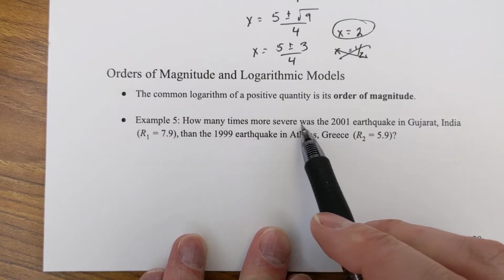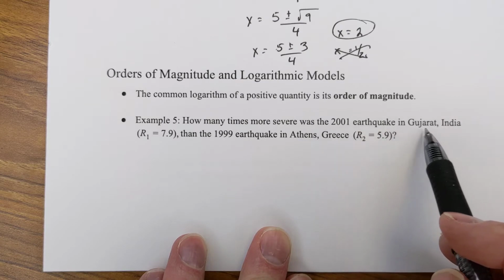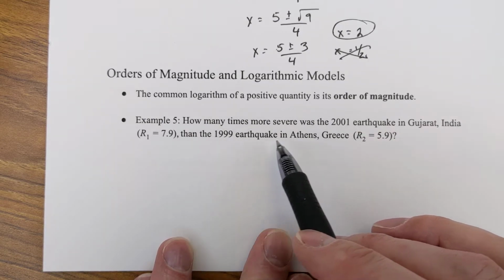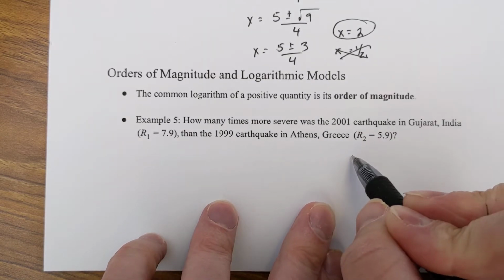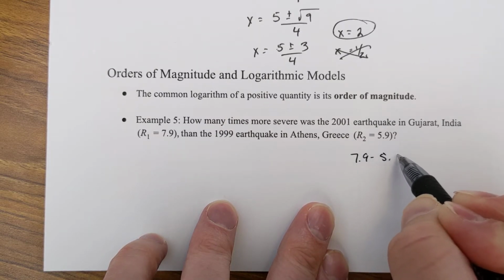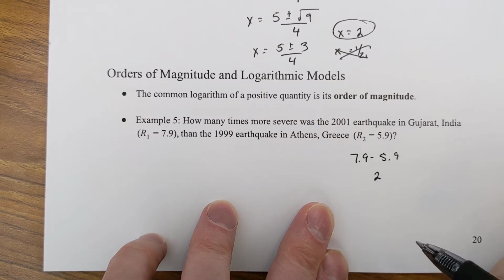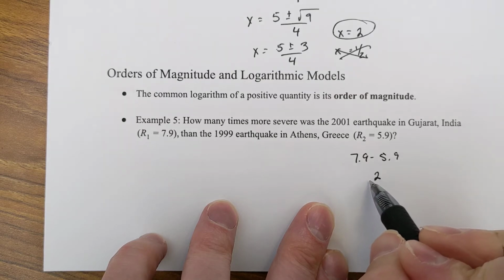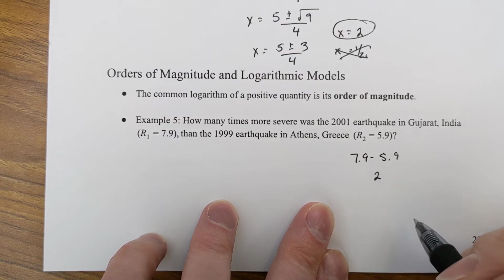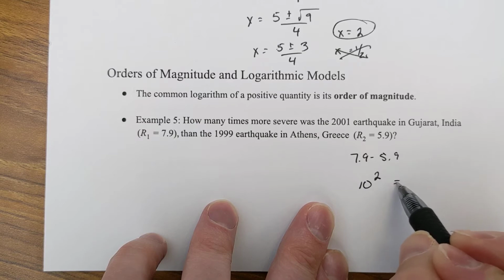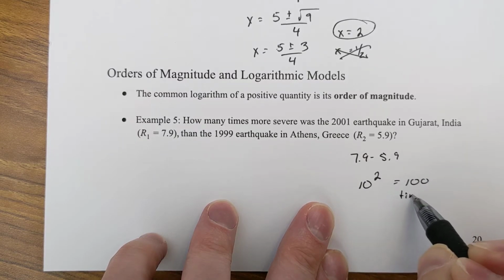So how many times more severe was the 2001 earthquake in India than the 1999 earthquake in Greece? So we need to find the difference first. So 7.9 minus 5.9, so that's 2. But Richter scales are measured in orders of magnitude, so this is actually 10 squared. So it is 100 times more powerful.